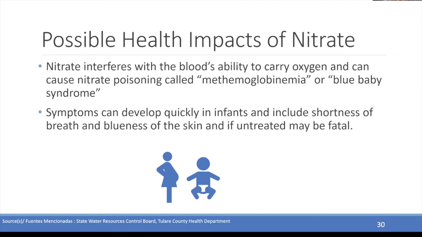So the possible health impacts of nitrate. Nitrate interferes with your body's ability and the blood to carry oxygen and can cause nitrate poisoning called methemoglobinemia, which is really hard to say, so we usually refer to it as blue baby syndrome. These symptoms can develop quickly in infants and include shortness of breath, blueness of the skin, and if untreated, may be fatal.